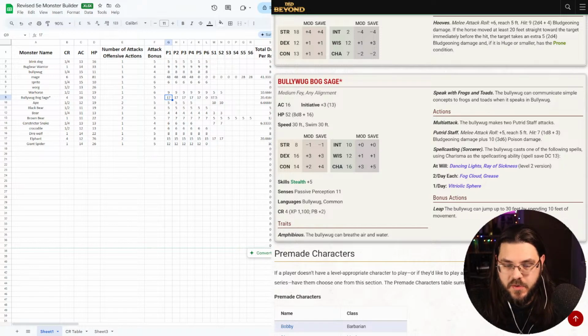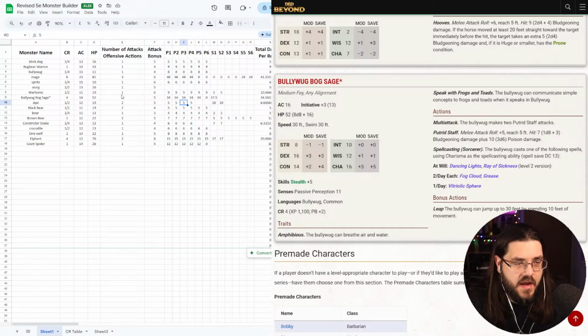Good catch, Bob. 17. So that should be 34 because it's 2 attacks there. And then instead of that, it casts Vitriolic Sphere on 1 round, which takes it up to 34. Two Putrid Staffs for 5 rounds. 4 goes the 2 Putrid Staffs in exchange for Vitriolic Sphere. Averages it out. Cool.